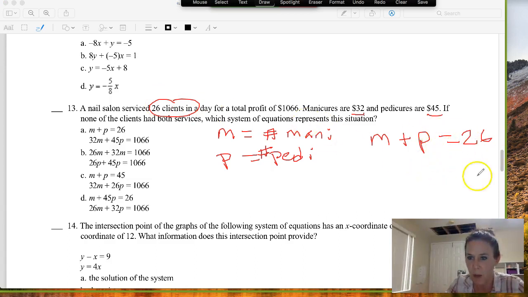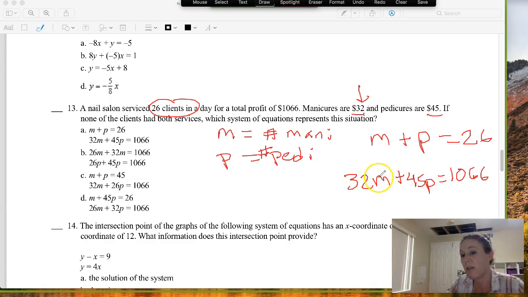I made $1,066 that day. So that means I charged $32 for a manicure. So I'm going to go 32 times the number of manicures, plus I charged 45 for pedicures. So I'm going to go 45 times the number of pedicures, and that's going to equal how much I made for the day. $32 for a manicure, plus 45 bucks for a pedicure is the total amount I made.